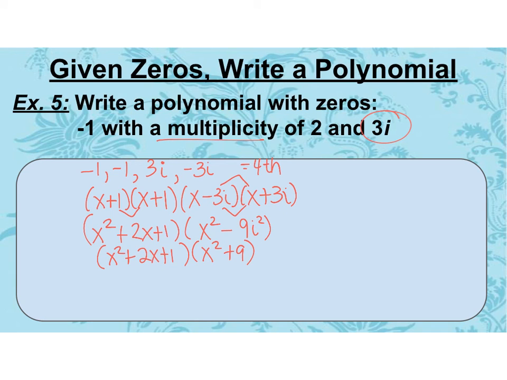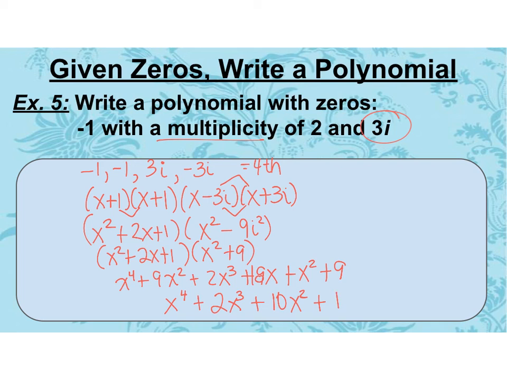Now I'm going to multiply out this giant thing. So I'm going to distribute, and I get x to the 4th plus 9x squared plus 2x cubed plus 18x plus x squared plus 9. And then when I simplify that, combining like terms, I get a polynomial that is x to the 4th plus 2x cubed plus 10x squared plus 18x plus 9. So it is a 4th degree. It's a polynomial that has all of those for zeros.